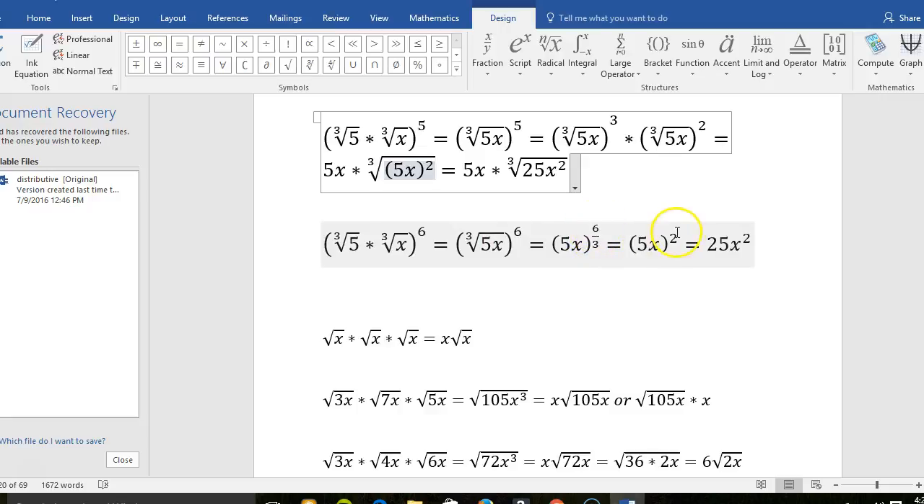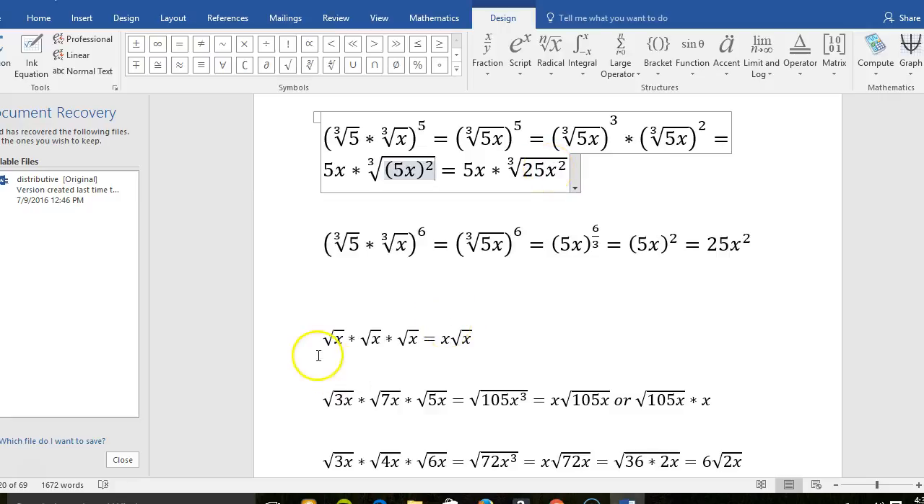But 6/3 is 2. So that's 5x parentheses to the 2 power squared. But that's just 5x times 5x, which is 25x squared. Notice that turned out much prettier than this one, if you ask me. So that's the end of that one.